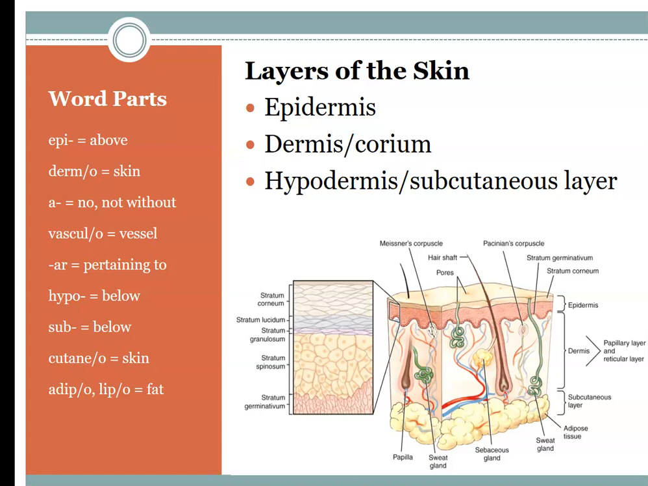So when you look at your word parts over on the left side, you've got epi equals above, dermo, skin, a is no or not, without, vascul, o is vessel, ar pertaining to, hypo equals below, sub equals below, cutaneo is skin, adipo or lipo is fat.